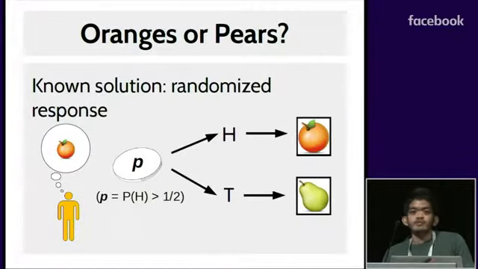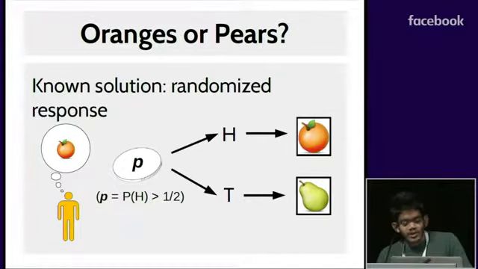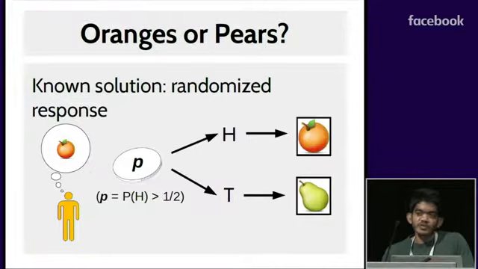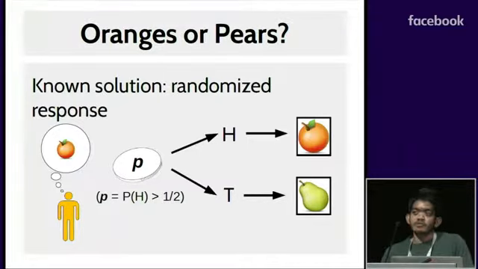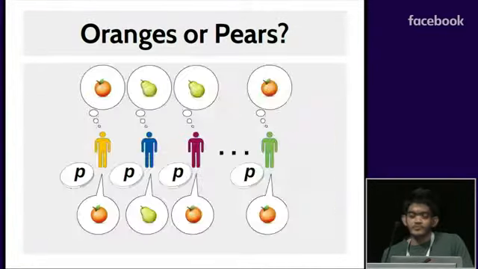And to do this privately, there is a nice known solution called randomized response. And what you do in this case is you give everyone some biased coin P, where the probability of heads is P greater than 1/2. And what you do is have each person flip their coin independently. If it comes up heads, they tell the truth. If it comes up tails, they tell the opposite of the truth.